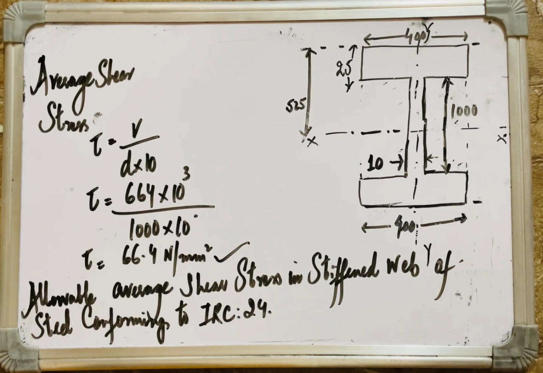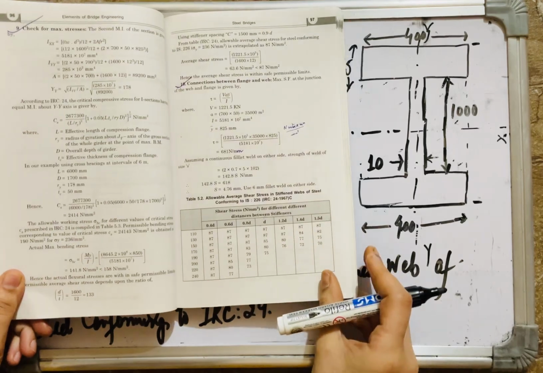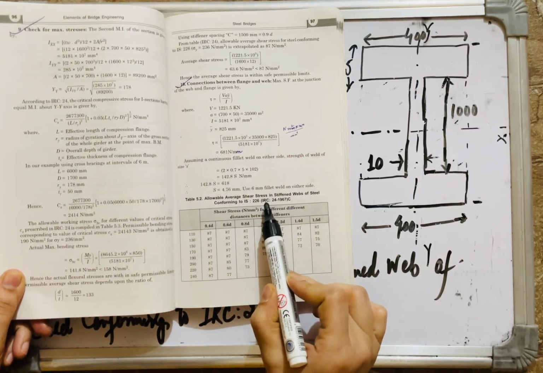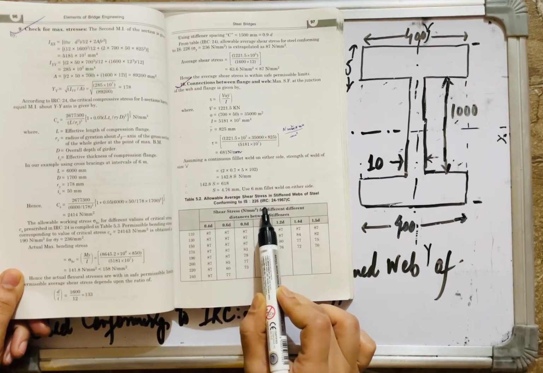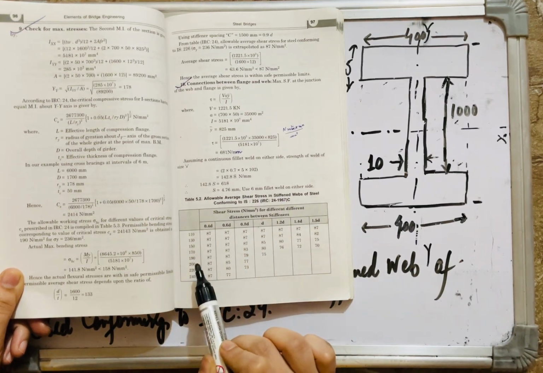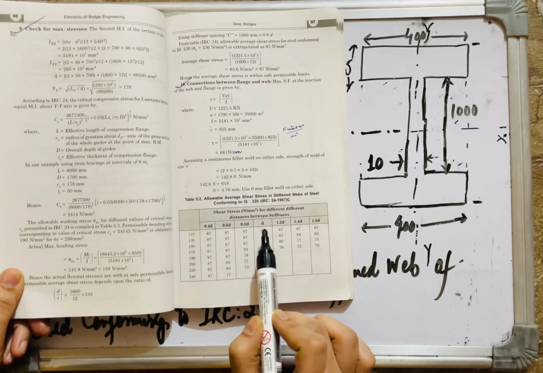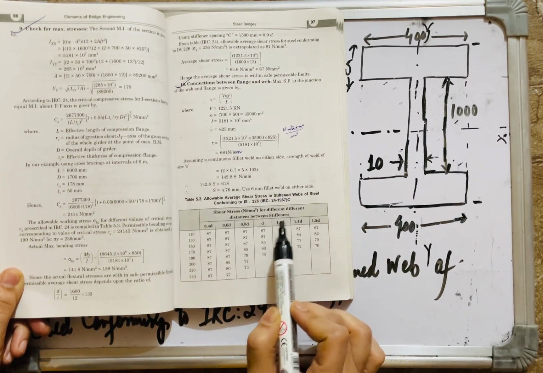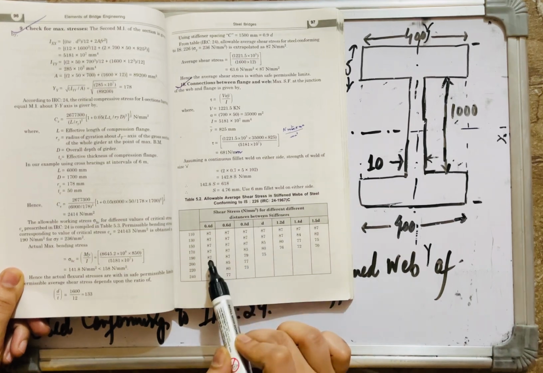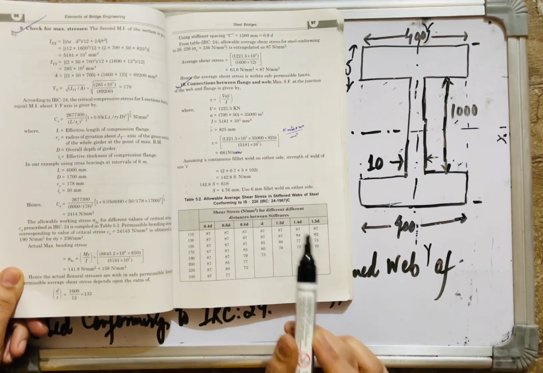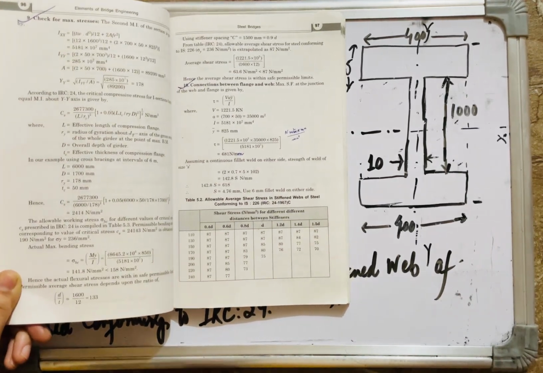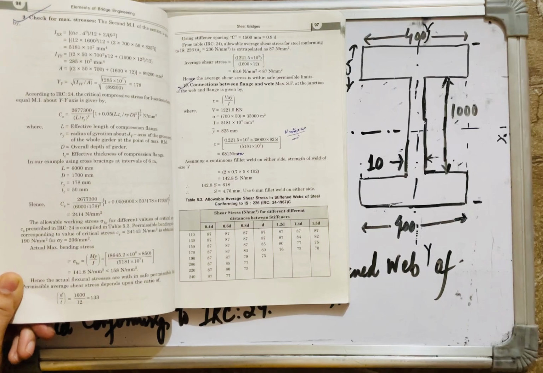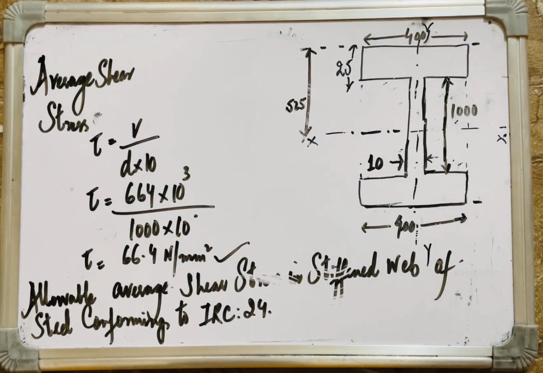All right, and this is the table. Let me show it to you first. This is the table which gives me the allowable average shear stresses in stiffened webs of steel conforming to IS 226, and this is the IRC table, and this gives me the shear stress. But for different distances between the stiffeners, it is based on the distance between stiffeners. So the first thing to calculate the allowable average shear stress is to know the distance between stiffeners.